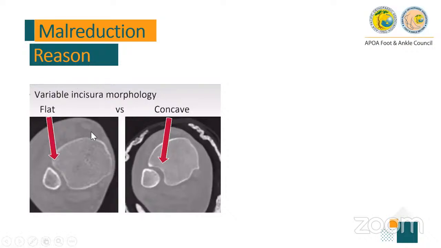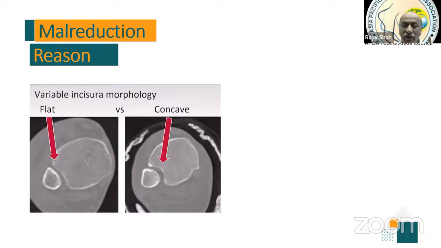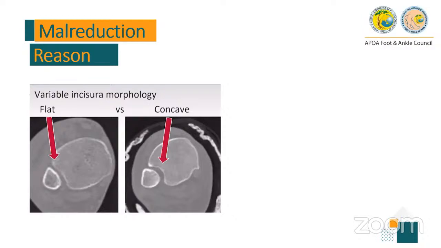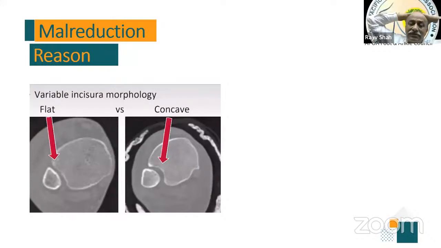Sir, overcompression of the syndesmosis. Perfect. So overcompression of syndesmosis. Now, before that, if we go stage wise, the morphology of incisura is different in different patients. So if you do not have a pre-operative bilateral axial CT scan, you're not able to compare the morphology of incisura. But incisura sometimes could be flat, sometimes concave, even sometimes found to be convex. So variable incisura morphology could be the reason for malreduction.